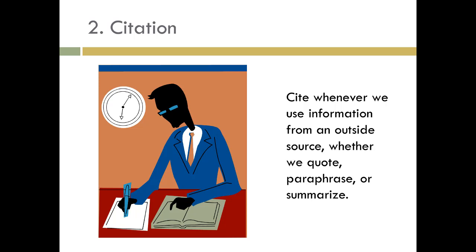So the citation tells me this idea came from this source. Quotation marks tell me these exact words came from a source. So I need both things if you're quoting, and I need citing if you're paraphrasing or summarizing.